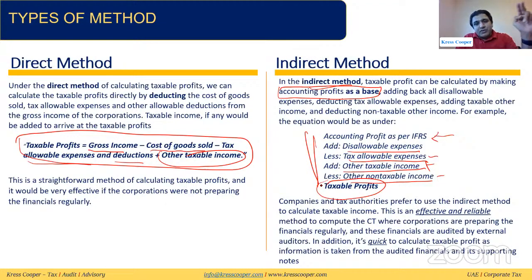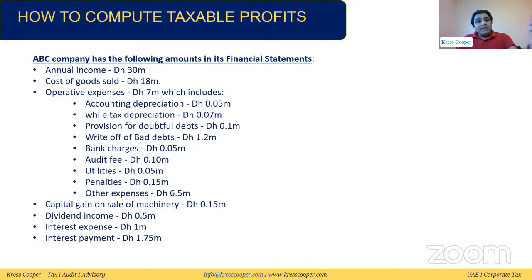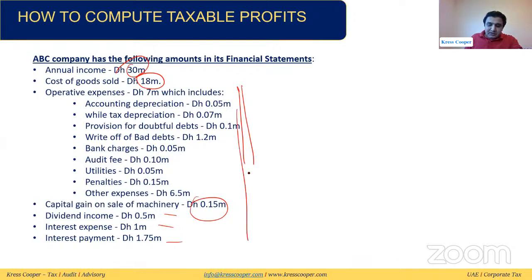So either we can apply the direct method or we can apply the indirect method to calculate the taxable income. Let's take this example. ABC company has the following amounts in its financial statements. Annual income is 30 million. Cost of goods sold is 18 million. These are my operating expenses. Capital gain on sale of machinery is 0.5 million. Dividend income, interest payments, this data is given.